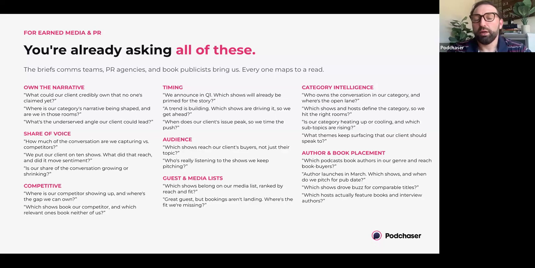Where's our competitor showing up? Where is the gap that we can own? That's kind of like what I said before in context of doing the ad intelligence, but you can also do this from an organic perspective as well. Timing. So we announced in Q1, which shows we'll be ready and primed for that story.